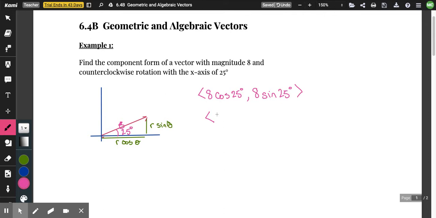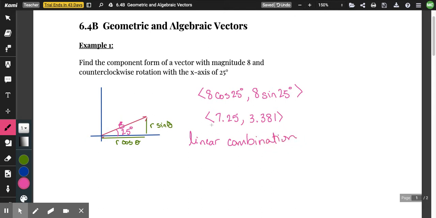So 8 cosine of 25 degrees comes out to 7.250, but of course I don't have to write the 0. And 8 sine of 25 degrees would be 3.381. If I did need this in linear combination form, it doesn't ask me for that, but it's always a nice review here.